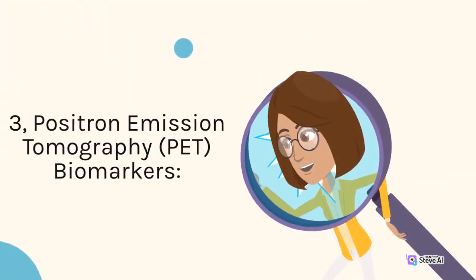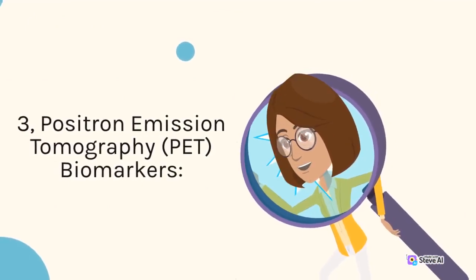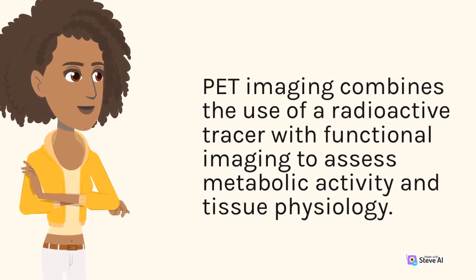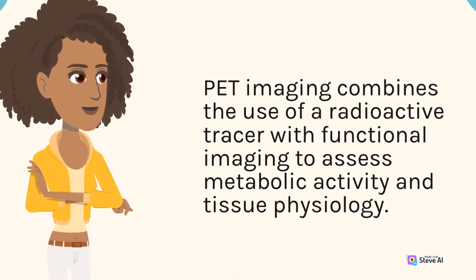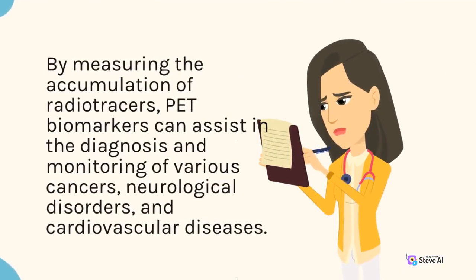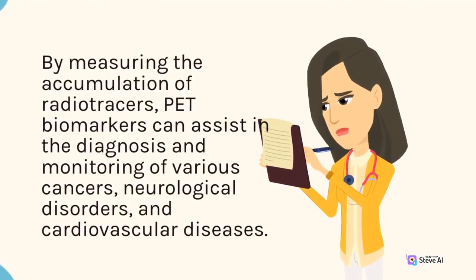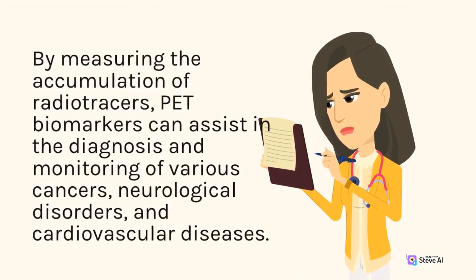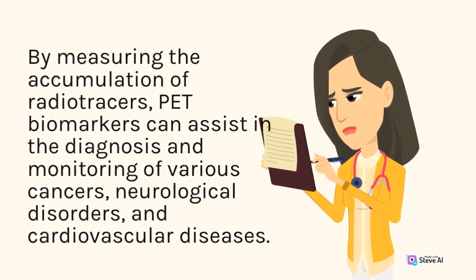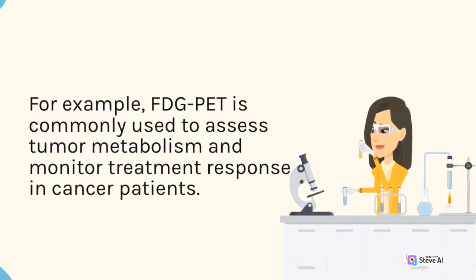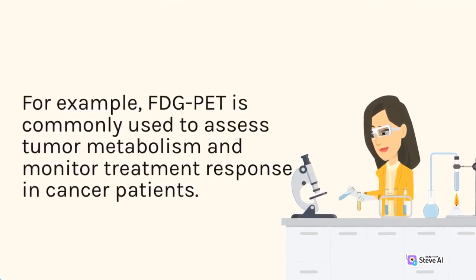3. Positron emission tomography, PET, biomarkers. PET imaging combines the use of a radioactive tracer with functional imaging to assess metabolic activity and tissue physiology. By measuring the accumulation of radiotracers, PET biomarkers can assist in the diagnosis and monitoring of various cancers, neurological disorders, and cardiovascular diseases. For example, FDG PET is commonly used to assess tumor metabolism and monitor treatment response in cancer patients.